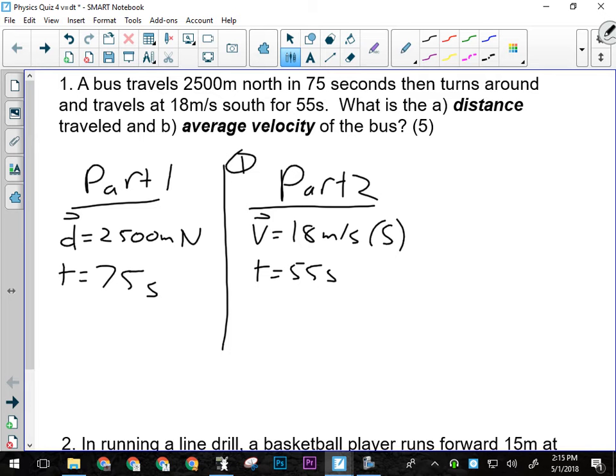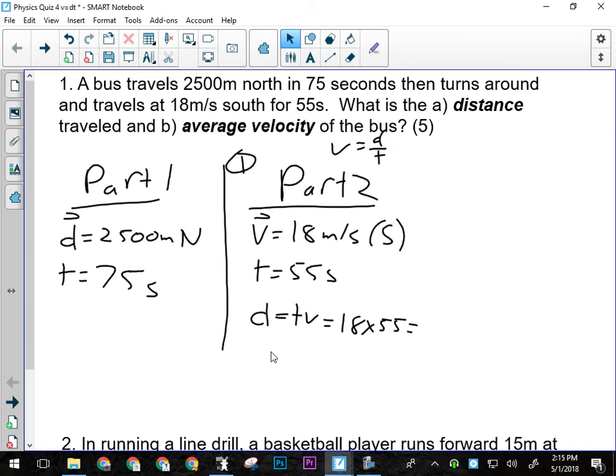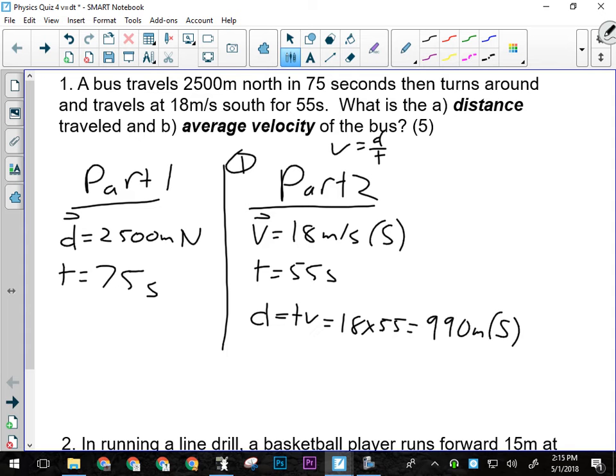If I want to calculate the total distance traveled, I need to know how far this thing went in part 2. Agreed? So that's my first calculation then. I need to calculate the distance. Remembering that V equals D over T, if I want to solve for D, I would multiply both sides by T. So I'd have T times V. That's going to be 18 times 55, which is 990 meters. And it's actually south, but I'm not going to need that for the distance part because distance is scalar.